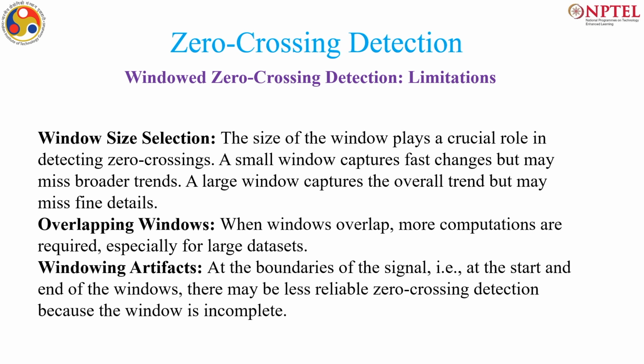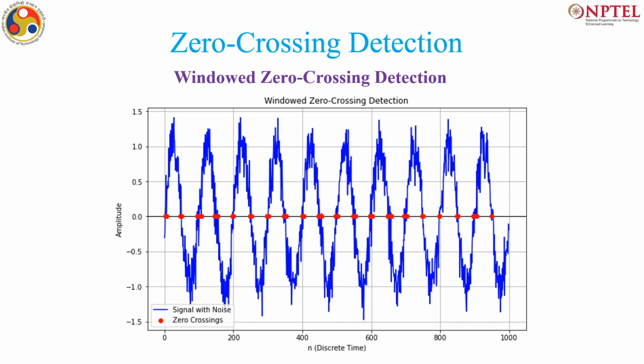And windowing artifacts are also there: boundary conditions appear here, since each window will have a boundary problem and it will require a boundary check. So, this is one result with the windowed zero crossing. Now, of course, this signal does not have any trend, but still you can see that we are able to detect most of the zero crossings.